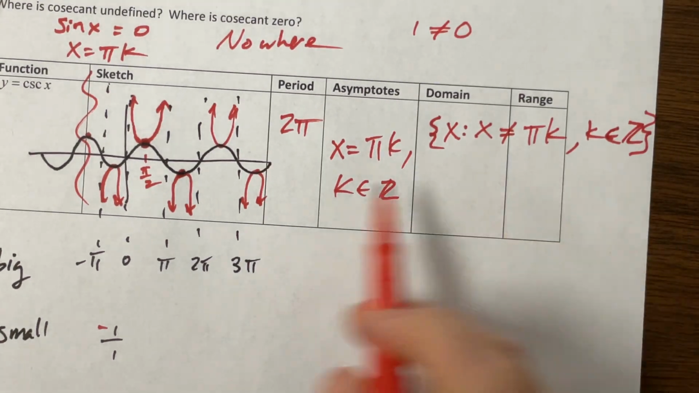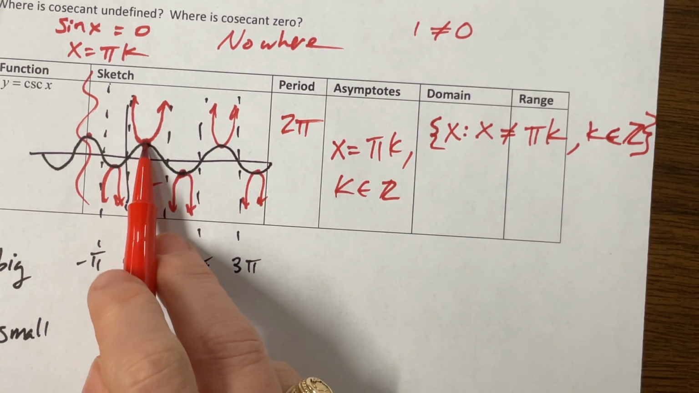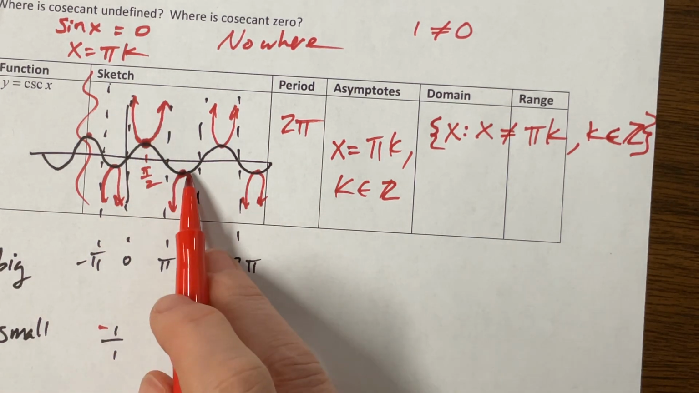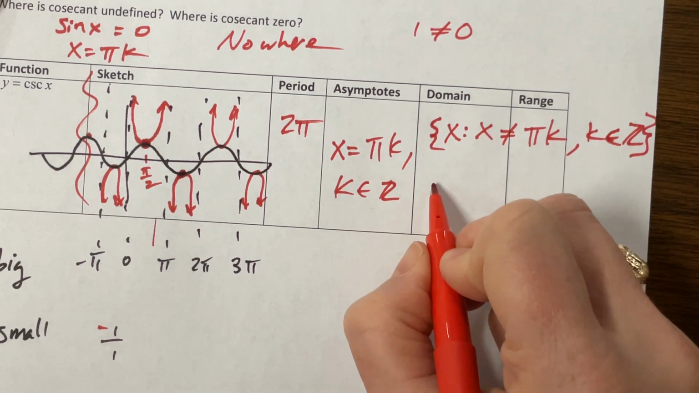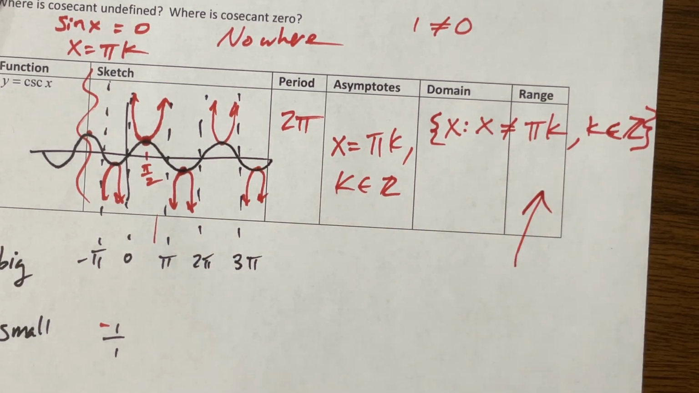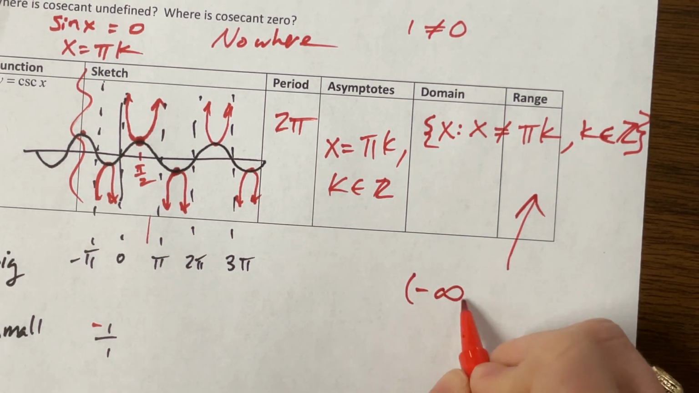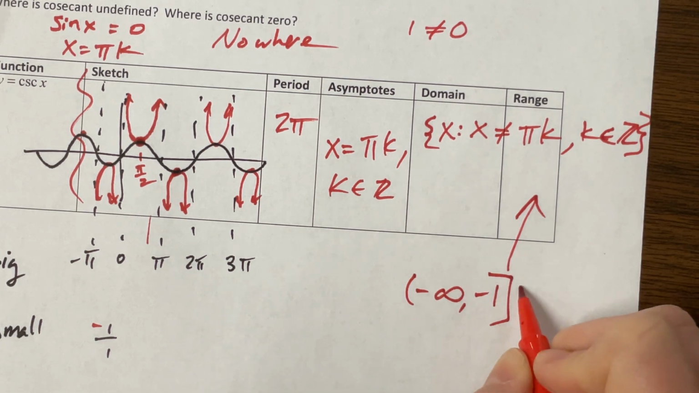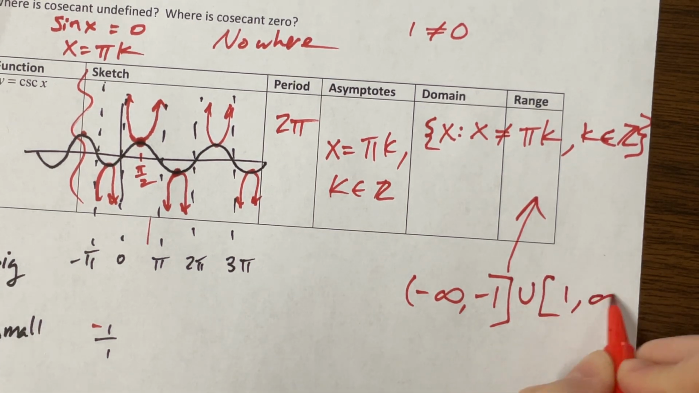Okay, what's my range? Notice my range went as low as 1 and then went up. It went as high as negative 1 and went down. So we're going to go from negative infinity to negative 1, and we're going to include negative 1. Then we're going to pick it up here and go from 1 to infinity.